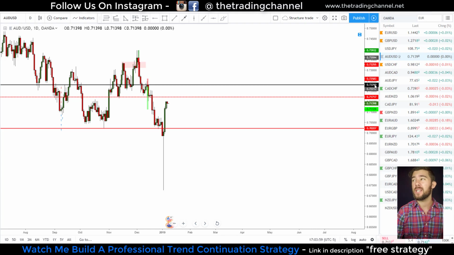When we get up to 0.7229, that's another area we're looking for shorting opportunities. Again, we'll be dropping down to smaller time frames, looking for specific candlestick entry patterns, price action patterns, or indications that we're going to see a move lower out of this market at those two levels.